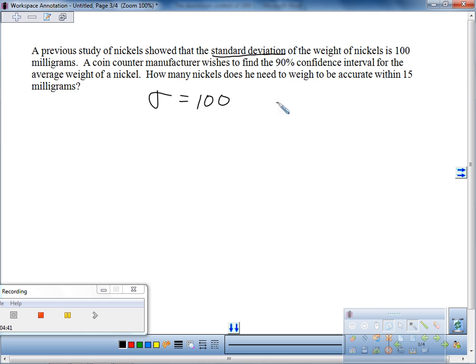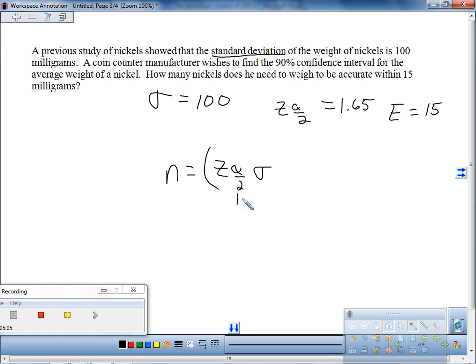Our confidence level is 90%, so we're going to use the 1.65. Now our E here is 15. Be careful here, we're talking about milligrams, we're not in percentages, so it's 15 for E. So from this information we can come up with our sample size. Since we have the standard deviation, this is the formula we're going to use.